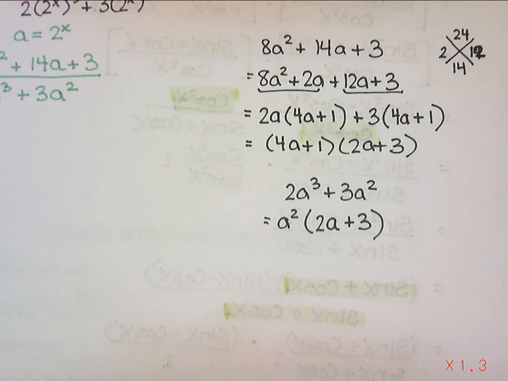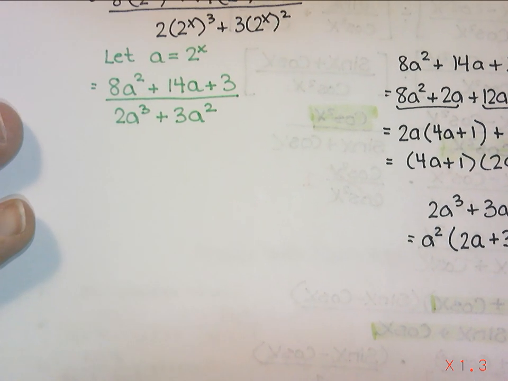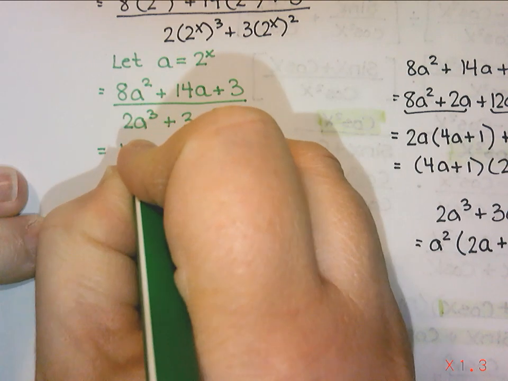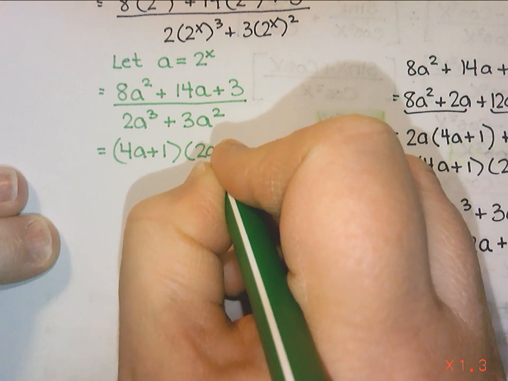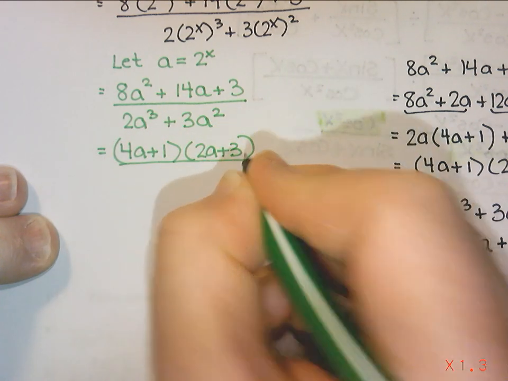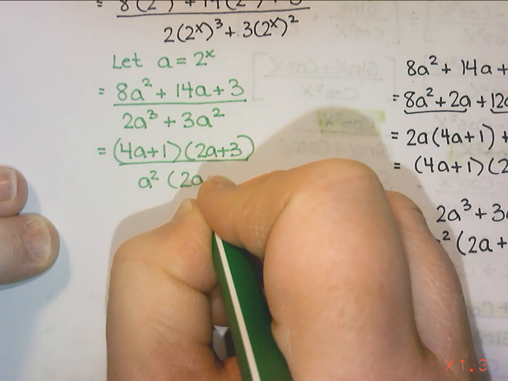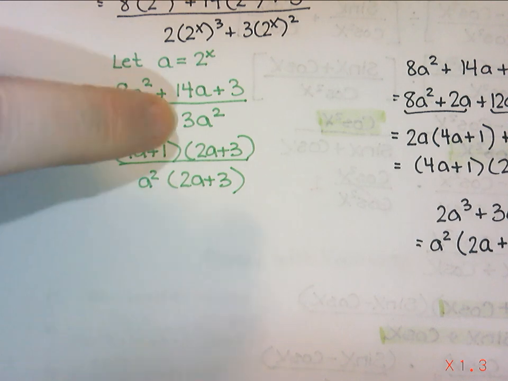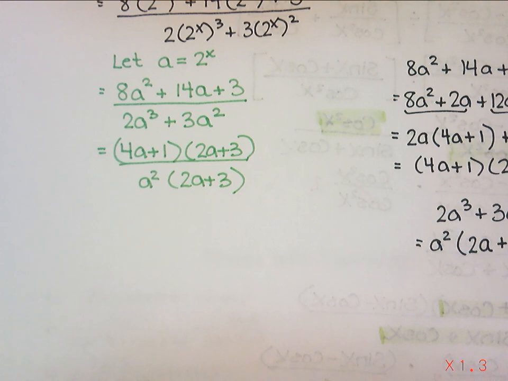Okay, so I'm going to pop those back into the expression over on the other side. So this is going to become 4a plus 1 times 2a plus 3 divided by a squared times 2a plus 3. Now, at this point, I do see that I have a 2a plus 3 on the top and a 2a plus 3 on the bottom, so I can reduce that.